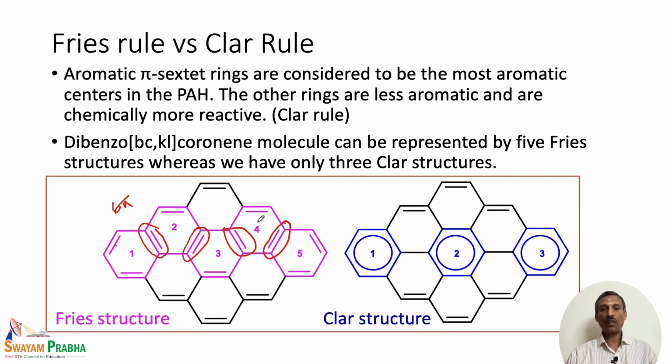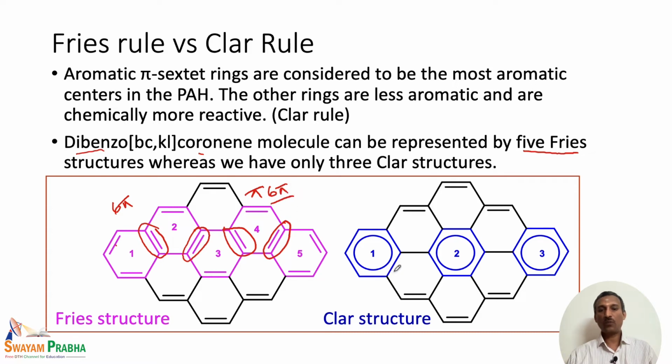That means 6 pi electrons are actually present here, and we draw the structures as shown here. So this is a Frey structure. The compound is basically the dibenzo[b,c]kl chlorinine molecule. In the Frey structures, we have 5 benzene rings having aromatic pi electrons, whereas we can draw multiple. So 6 pi electrons we are assuming. That is what is called the Frey structure.